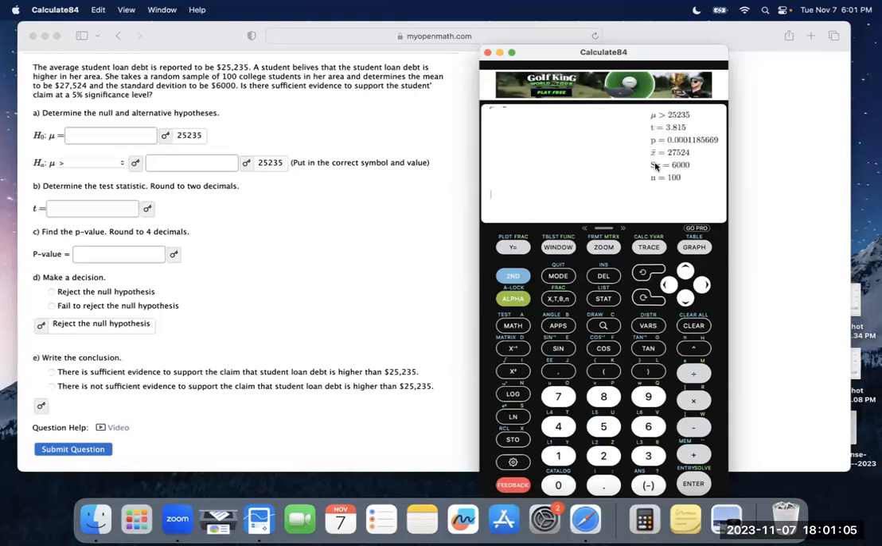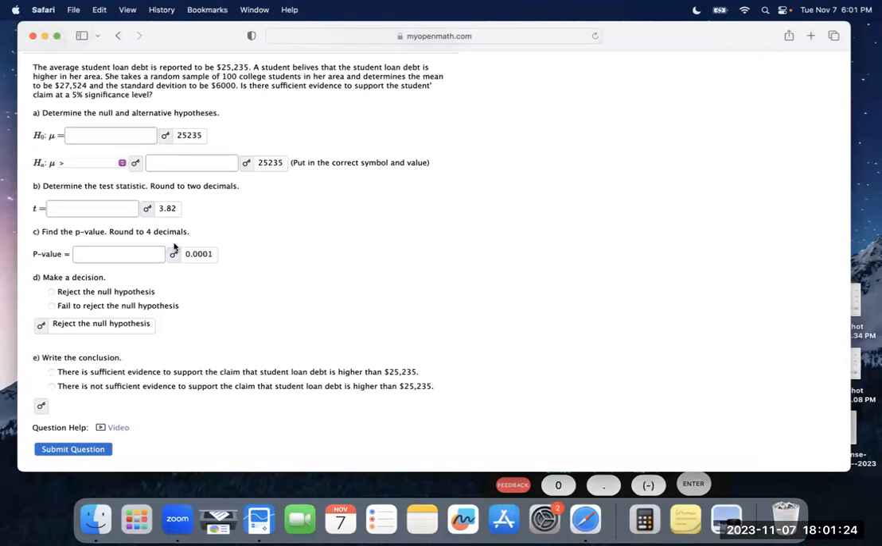Now enter, and now, okay, so this is for if we're trying to test the claim that the mean loan value is bigger than 25,000, then the test statistic is 3.815 and the p-value is 0.0001. And so we can plug in those values here. And those are the answers here.